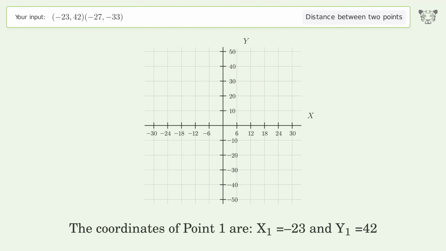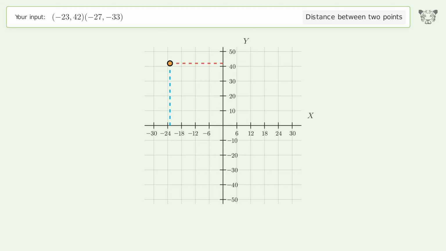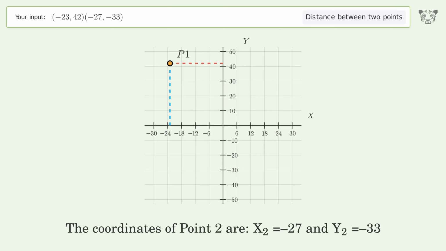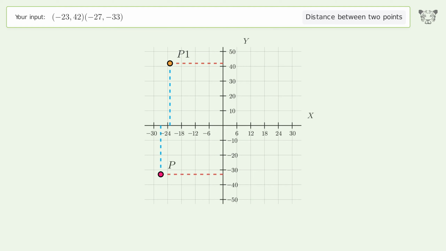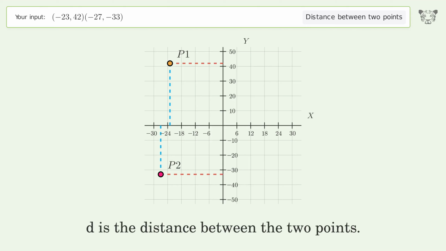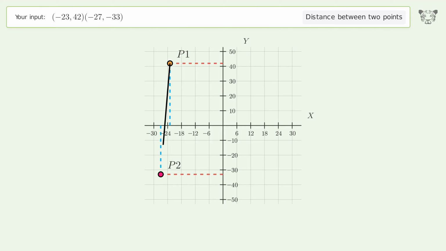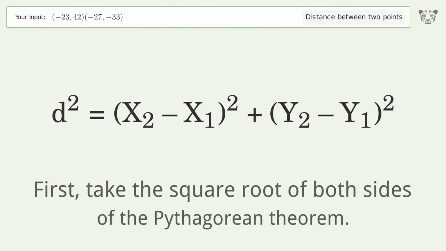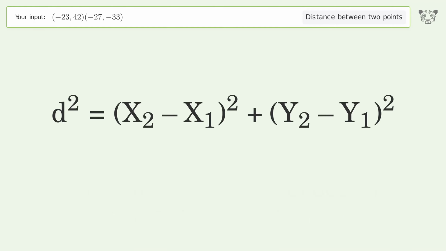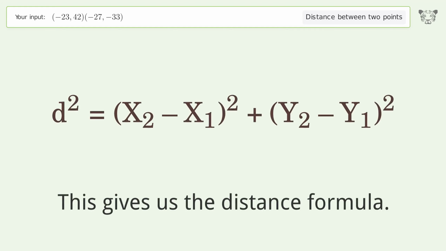The coordinates of point 1 are x1 equals negative 23 and y1 equals 42. The coordinates of point 2 are x2 equals negative 27 and y2 equals negative 33. D is the distance between the 2 points. First, take the square root of both sides of the Pythagorean theorem. This gives us the distance formula.